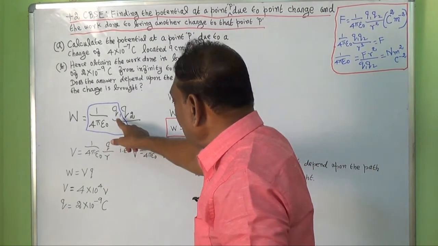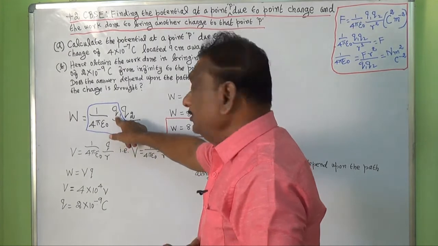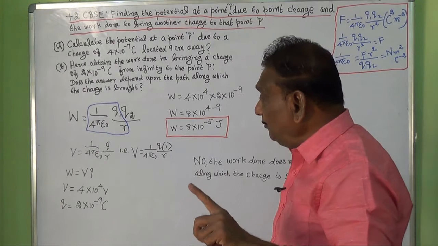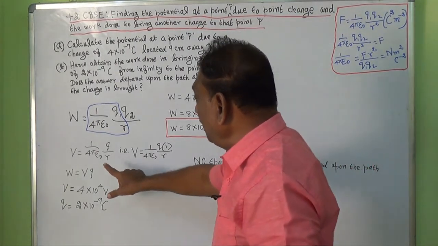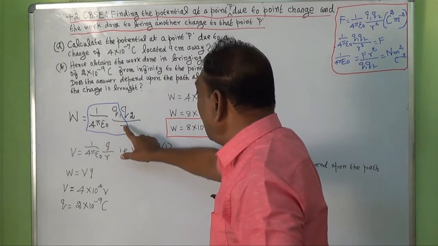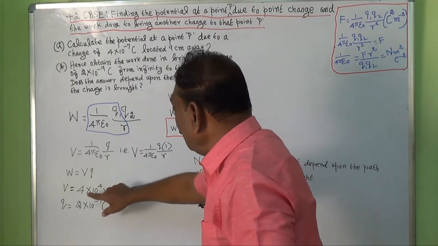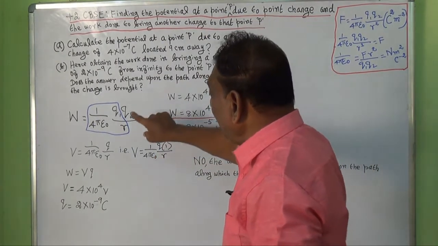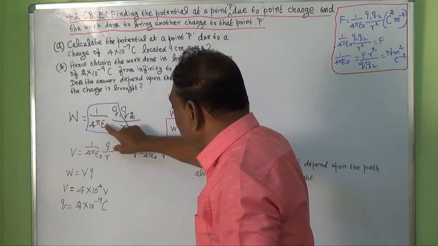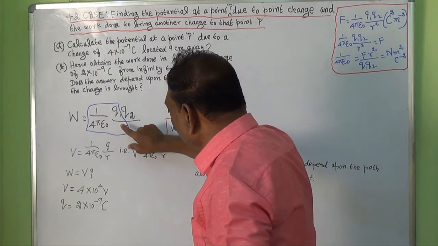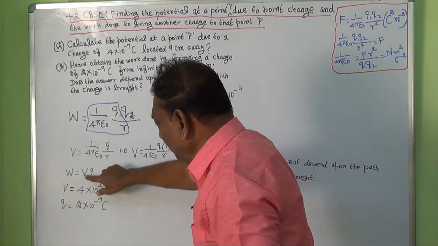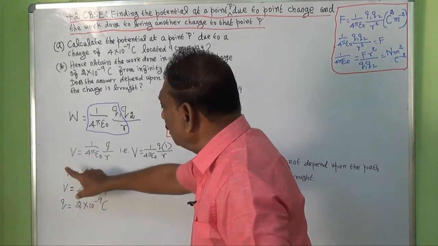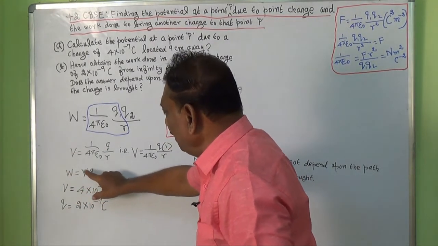Now this Q1 is the source charge. This Q2 is the test charge. We have already determined 1 by 4 pi epsilon naught Q by R as 4 into 10 to the power of 4 volt. So we can write 1 by 4 pi epsilon naught Q by R as capital V, that is potential. Thereby we get the formula for work done as V into Q.